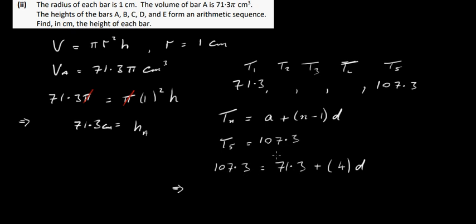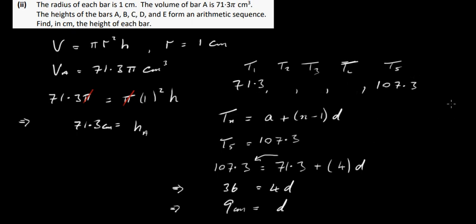I'm going to bring the 71.3 over here and subtract it from both sides, and what you get is 36. So 36 is equal to 4d. That will give me d equal to 9 centimeters. So in other words, we're adding 9 centimeters each time to get the next one.